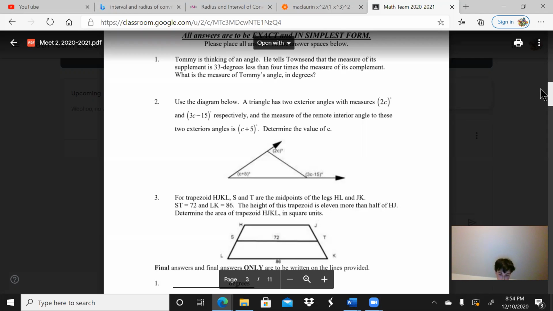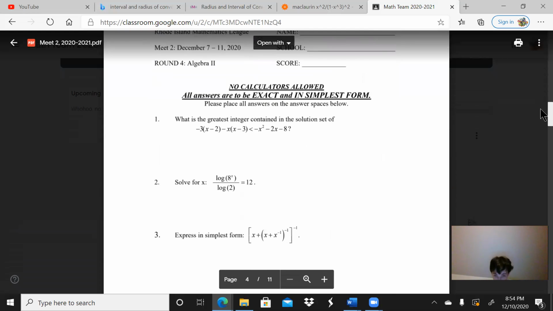So 49, 50, 2,880. Okay, round 4. Watch there be this ugly system for the third one, I swear. 3, 2, 1, and go. Wow, this is low quality.